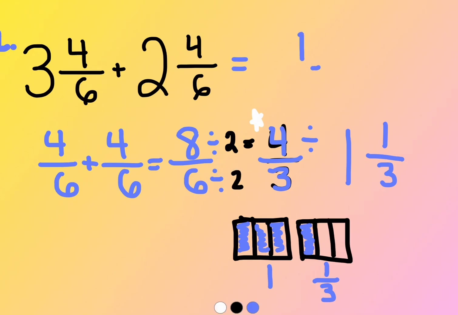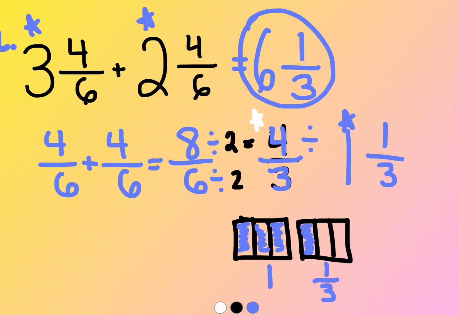I have 1/3 as my fraction, but now I need to add up all of my wholes. I have my 3 wholes, I have my 2 wholes, and I also have my regrouped wholes. So 3 plus 2 is 5. 5 plus 1 is 6. So I have the final answer of 6 1/3.